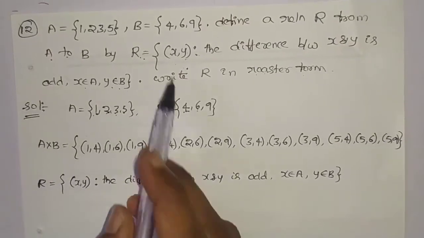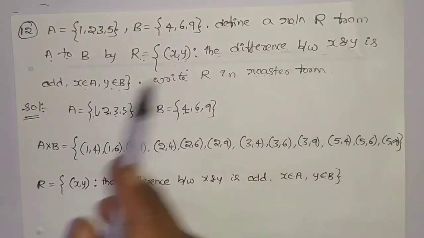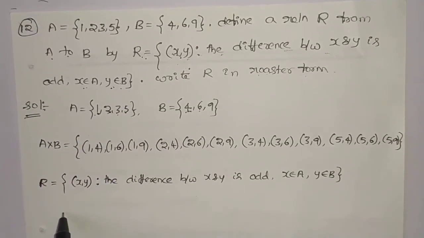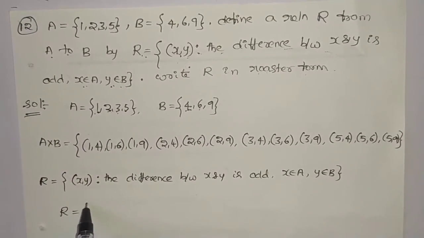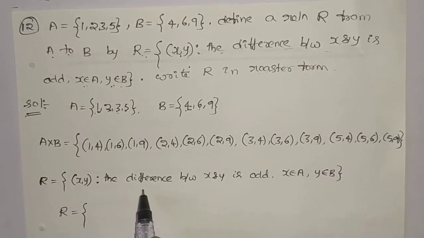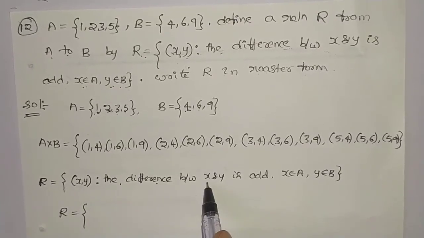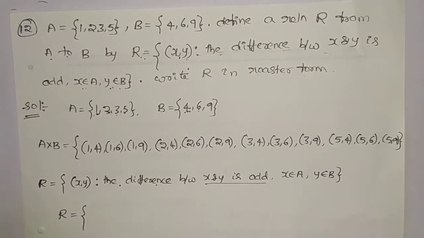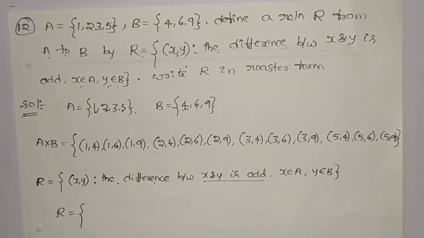It is a given relation xy such that the difference between x and y is odd, x belongs to A, y belongs to B. Now let us represent this in a set builder form. The difference between x and y is odd, isn't it?